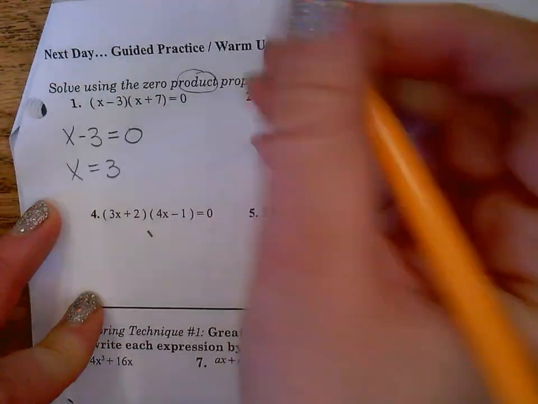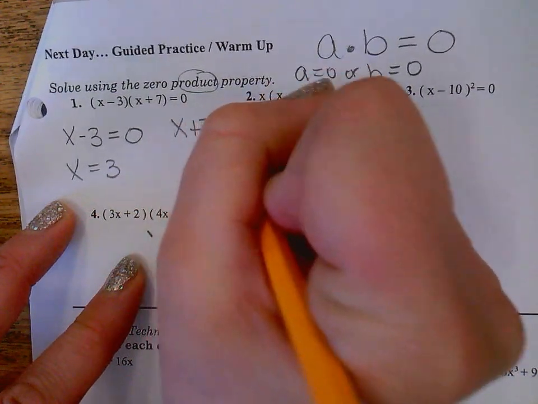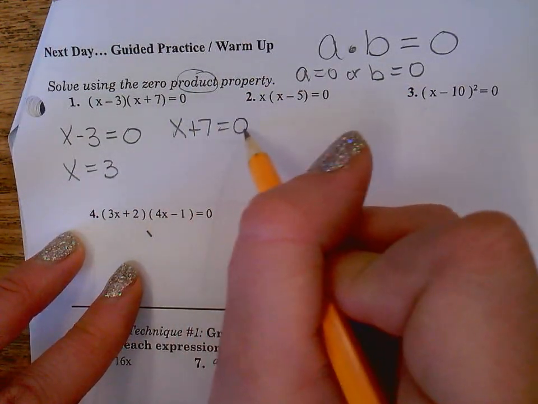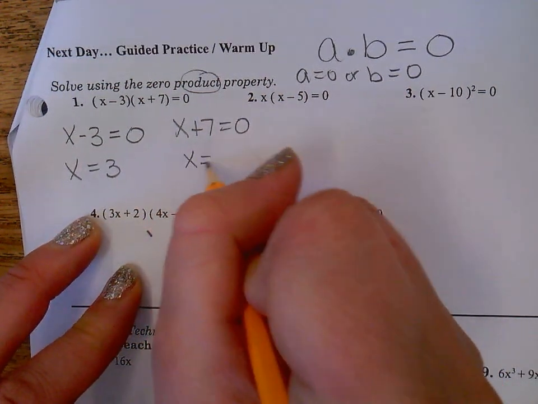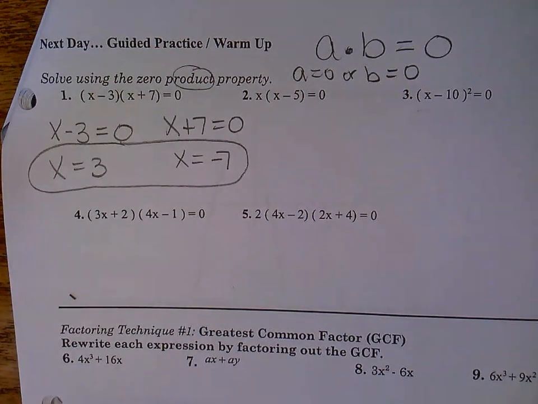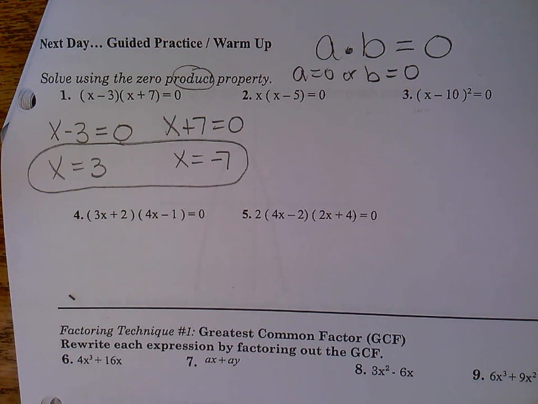And our other solution would be what? If x plus 7 has to equal 0, what does x have to be? Negative 7. So our goal is to get things into factored form so that we can figure out what x is.